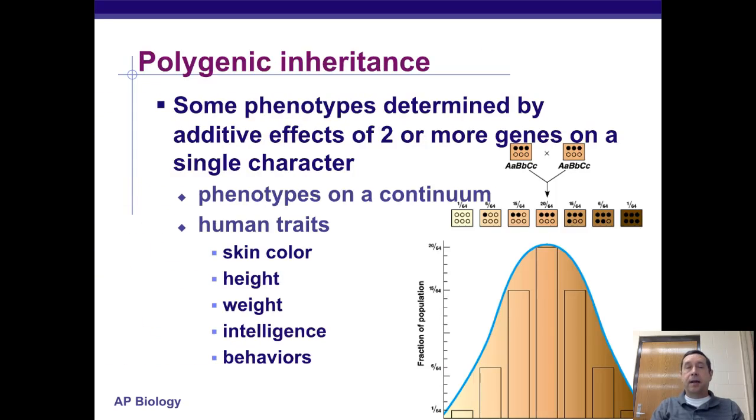In polygenic inheritance, instead of having one gene with multiple alleles, you have multiple genes controlling one characteristic. So you get a continuous variation here. In humans, this includes things like skin color, height, weight, intelligence, and other behaviors. It's not that you have just tall and short humans like you did in the pea plants. You have a wide variety of height, where most people are somewhere around the average, and then the numbers get smaller as you move to either extreme. You get a bell-shaped curve.